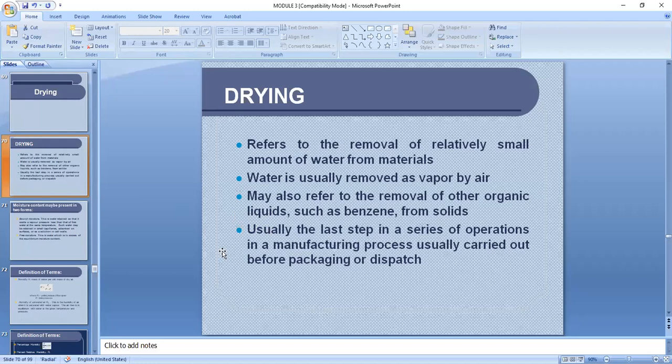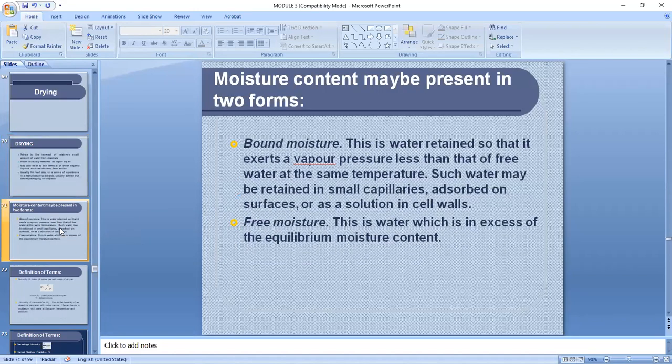And this drying procedure is usually the last part of a series of operations in manufacturing, because of course we know that if there's excess moisture present in the material, if it's packaged already, your material will tend to cake, or it will degrade or decompose faster if the moisture content is high. And of course, there would be added cost in transportation because it would be heavier if the excess water is not taken away or dried up from the material.